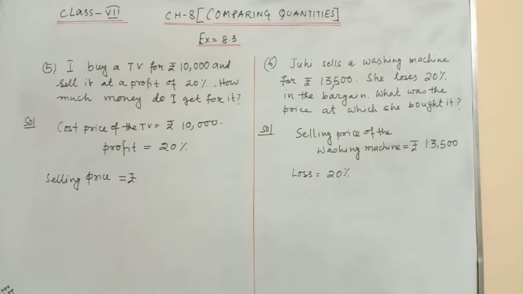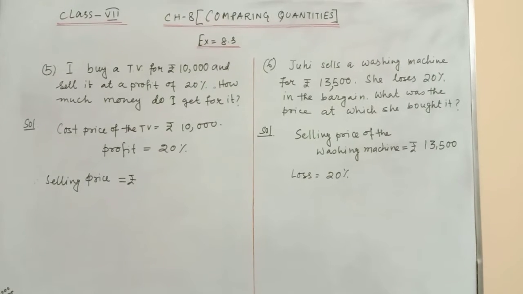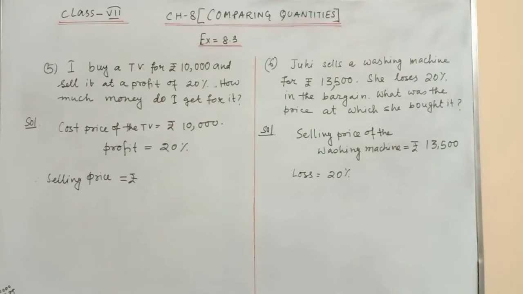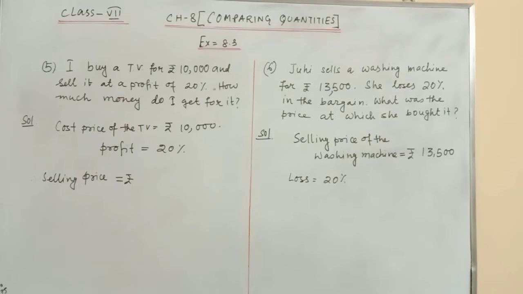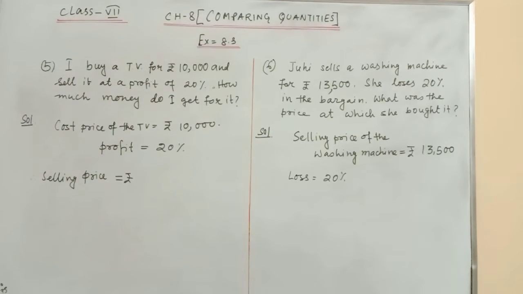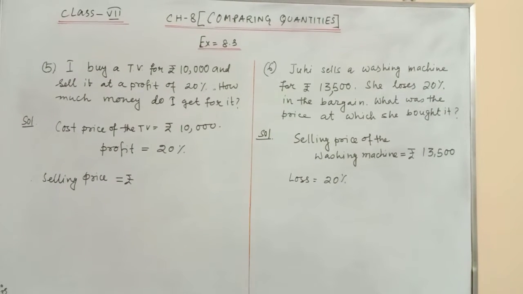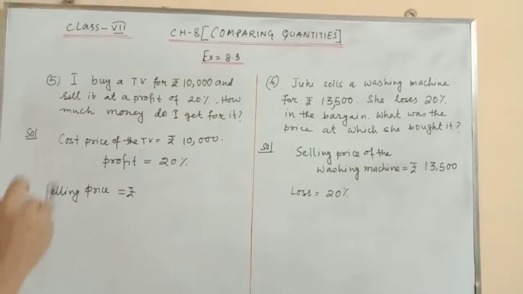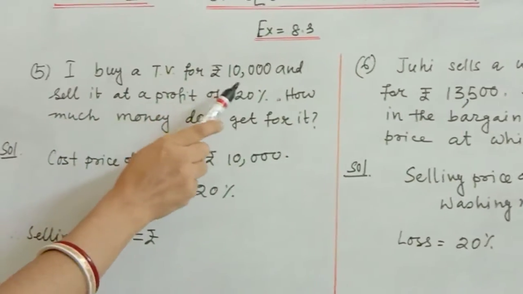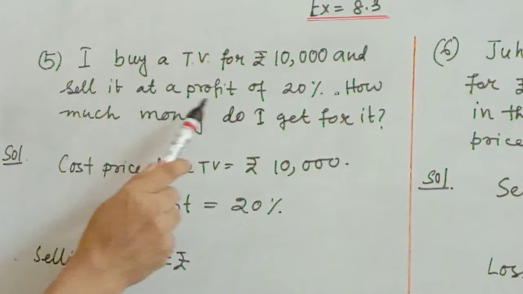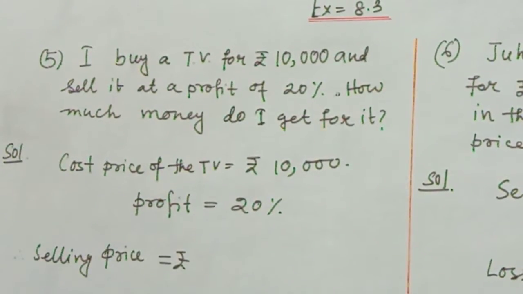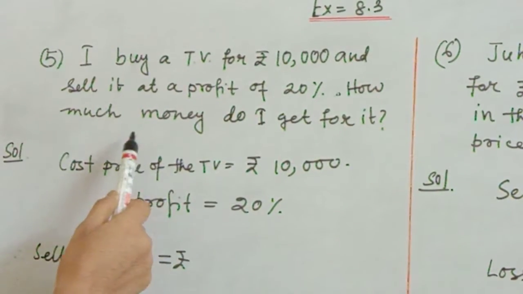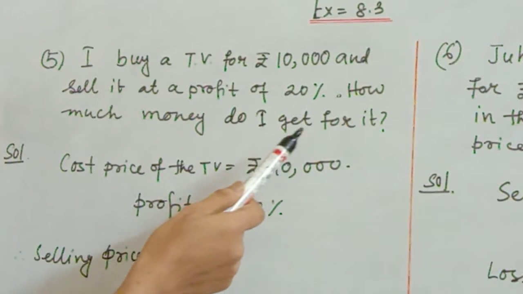Today we will do question number 5, 6, 7 from exercise 8.3. Chapter 8, comparing quantities. In question number 5, the question is: I buy a TV for rupees 10,000 and sell it at a profit of 20%. How much money do I get for it?